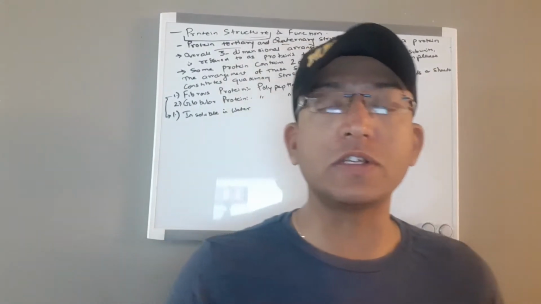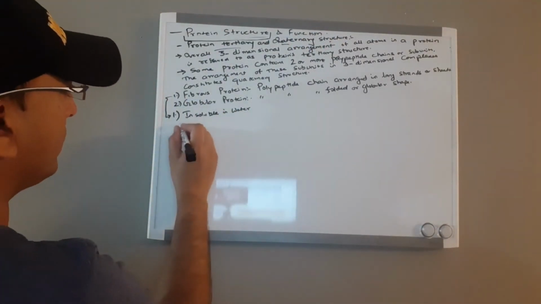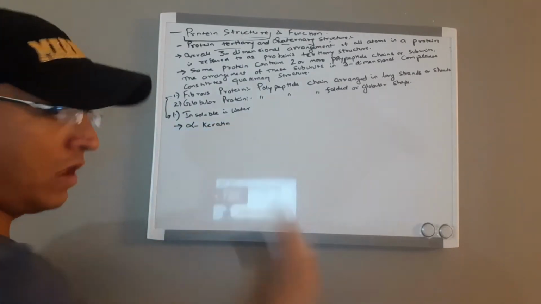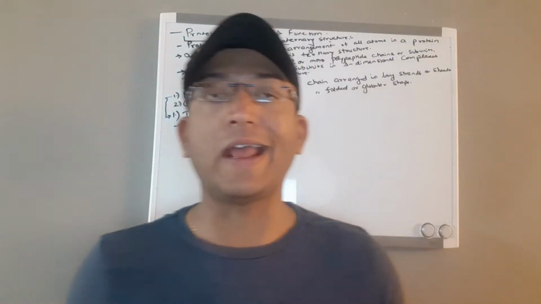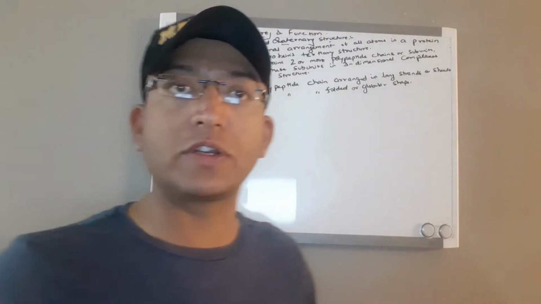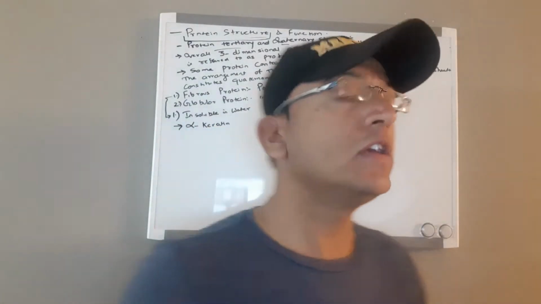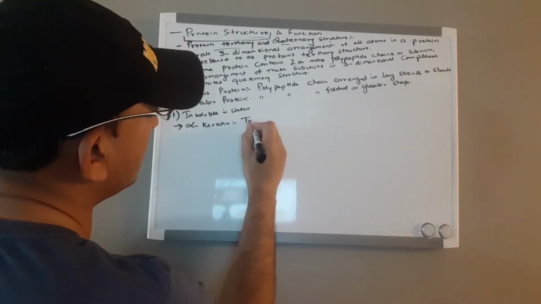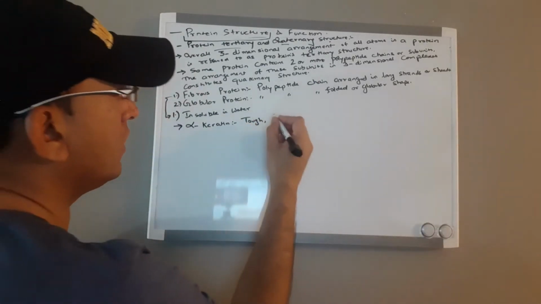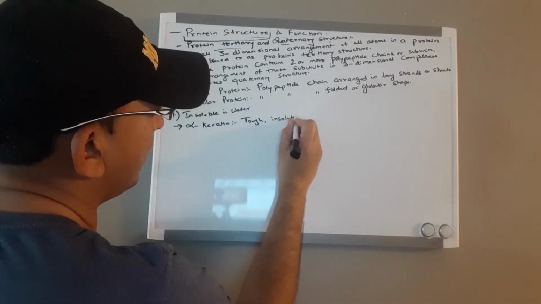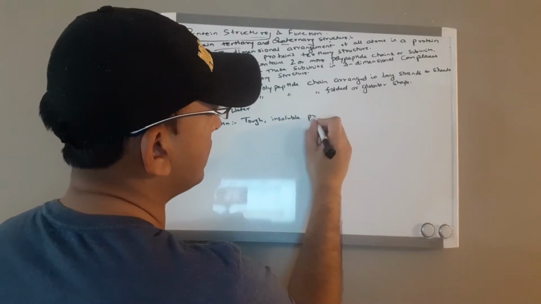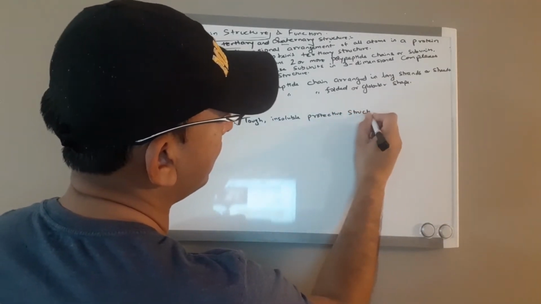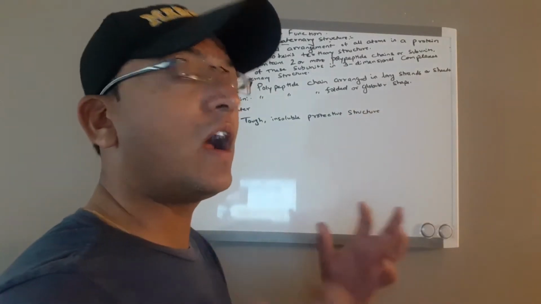So the first example is alpha keratin. The characteristics of alpha keratin: it is a tough, insoluble protective structure of varying hardness and flexibility. I'll write it down here.